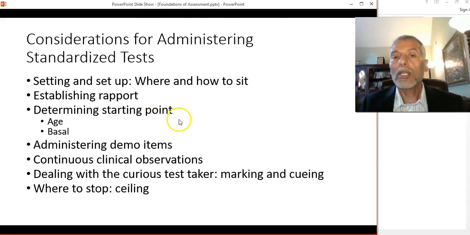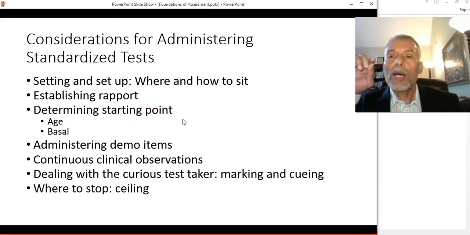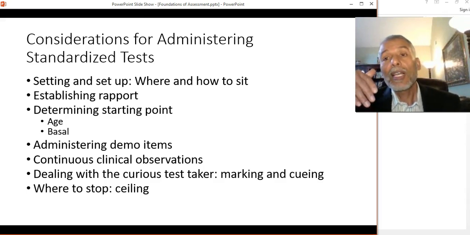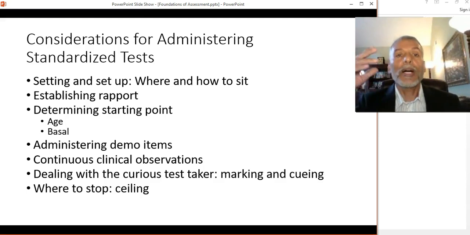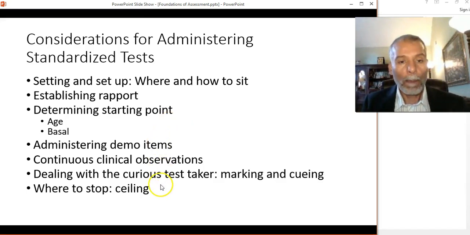How to determine the starting point. We explained last time how the test protocol will have a particular age start here. When you start there, you keep going and establish a basal. Then once the patient doesn't respond to a certain number of items, you establish a ceiling. Ceilings and basals depend on the individual test. There's no universal ceiling or universal basal. It is determined by the test developer.